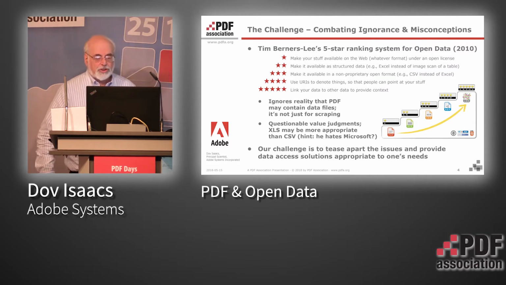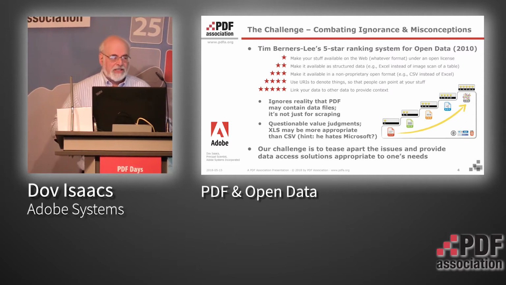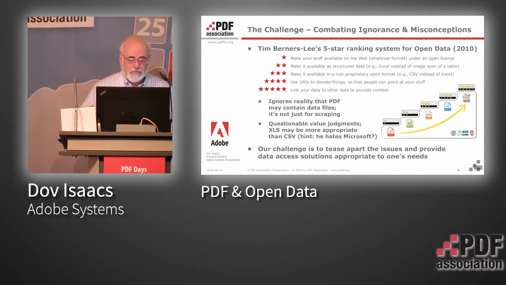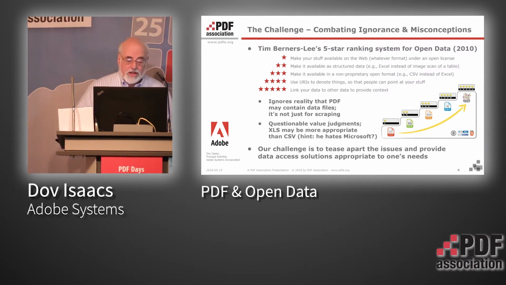2 stars makes it available as structured data, and he specifically says Excel, instead of an image scan of a table. I think that's obvious, but then it gets better if you have it in a non-proprietary open format, CSV instead of Excel, although as far as I'm concerned, CSV sort of came from Microsoft and Excel, but don't tell him that. Then 4 stars make URIs to denote things such that people can point to your stuff. And then what he considers 5, link your data to other data to provide context. And there are pretty diagrams on the web that show this stuff.